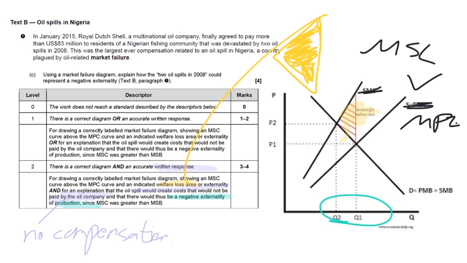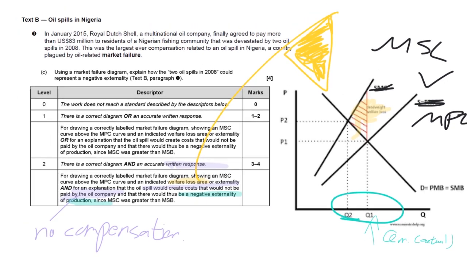For Q1 and Q2, Q1 is the market production level, the actual production level. On the other hand, the social optimum level is at Q2. So indeed, you can see that there is overproduction. Can you see that? There is overproduction between Q1 and Q2. So that's the main problem here: overproduction between Q1 and Q2.